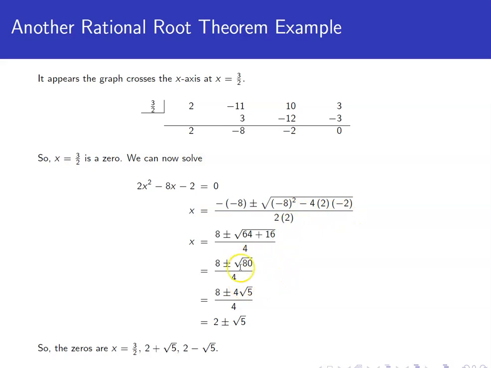Underneath the radical simplifies to 80. 80 is the same thing as 16 times 5. So in the numerator we get 8 plus or minus 4 root 5 over 4. Factoring out a 4 and canceling, we get 2 plus or minus root 5. So the 3 zeros in this instance are 3 halves, 2 plus root 5, and 2 minus root 5.